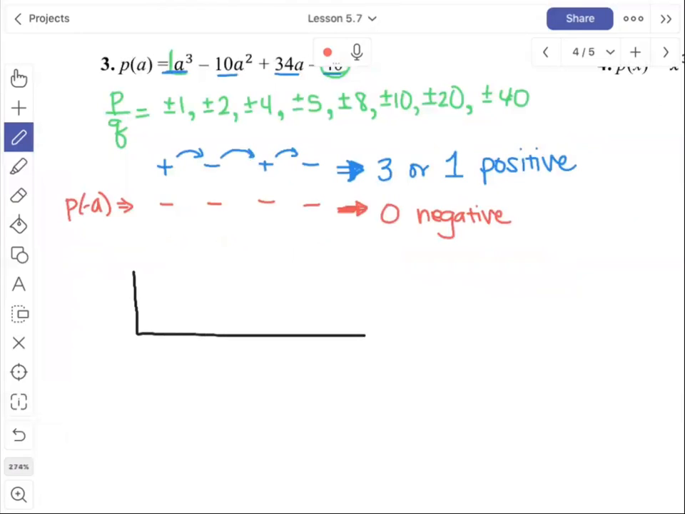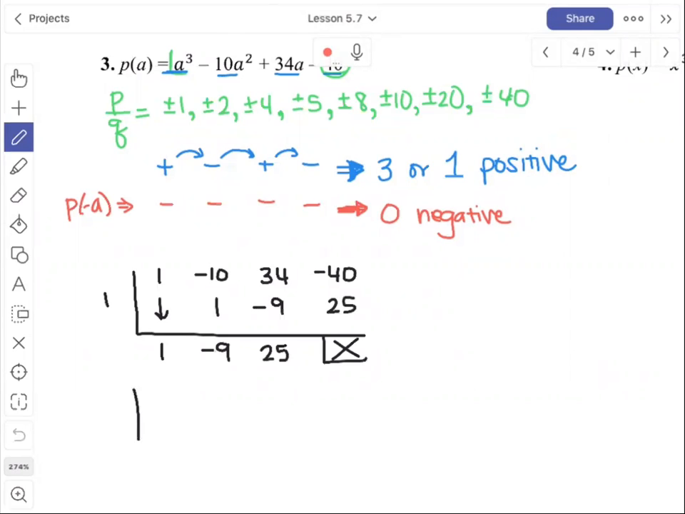All right, so I got my coefficients from the original problem. I got 1, -10, 34, and -40. Let's try +1, see what happens. Drop it down, multiply, add, multiply, add. Yes. All right, multiply and, ooh, this is not 0. No good. All right, let's try again.